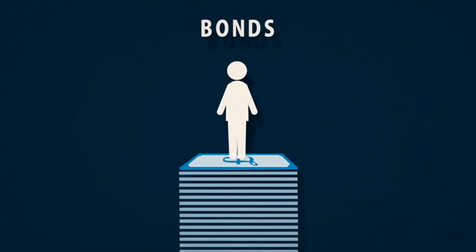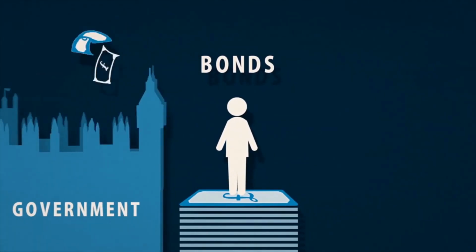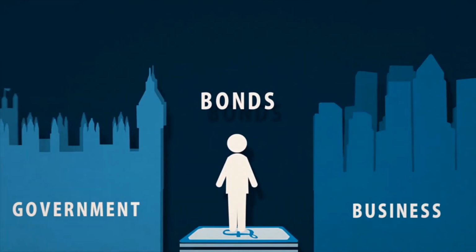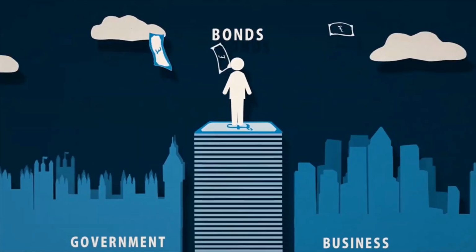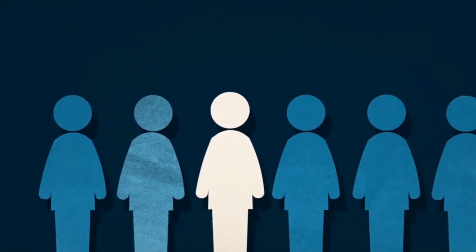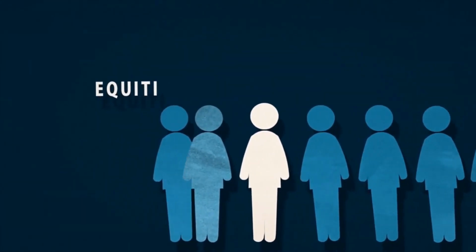When you buy bonds, however, you're lending money, either to a government agency if it's a government bond, or to a business in the case of corporate bonds. Your returns come in the form of the interest you receive on your loan. If the business or agency defaults on its bond, you'll be a bit closer to the front of the queue to be paid from any capital remaining.